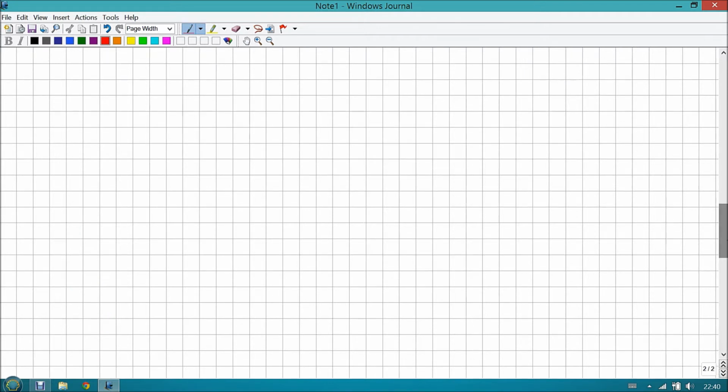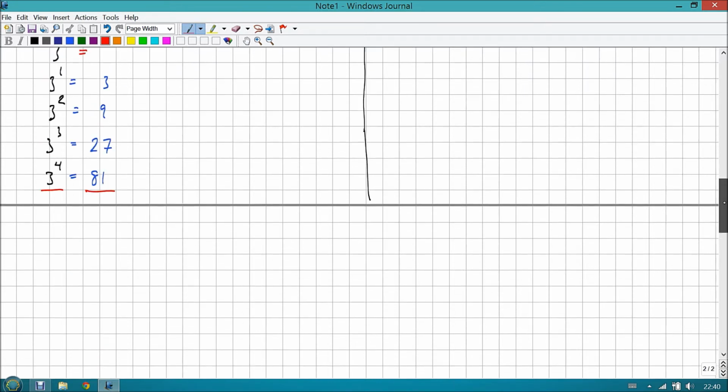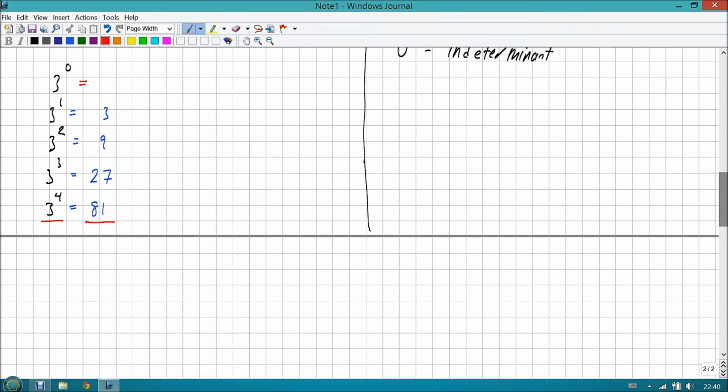Now, going from 81 to 27, what did we have to do? Well, to go there, we had to divide by 3. 81 divided by 3 is 27. What about from 27 to 9? Well, doing that, again, we're going to divide by 3. So then we take that 9, we divide it by 3, and where do we end up? At 3 to the 1st.